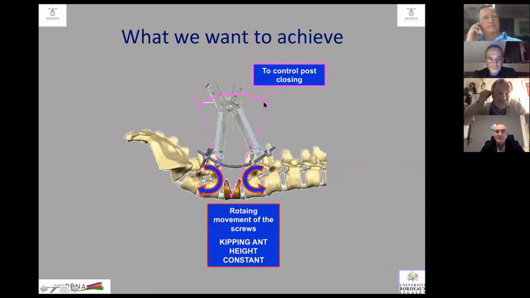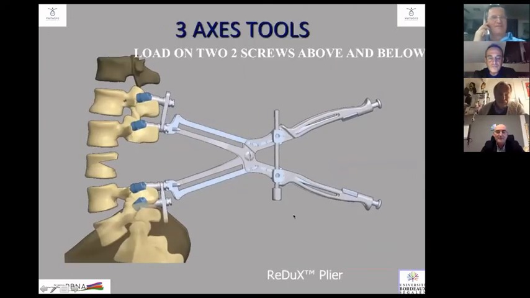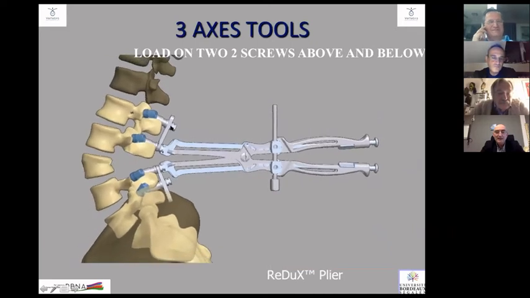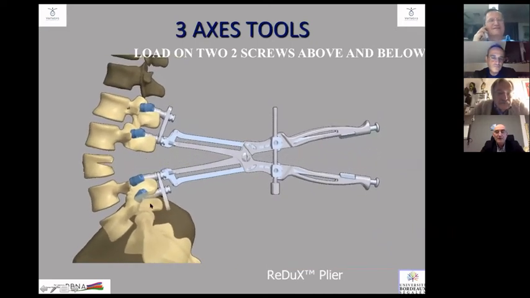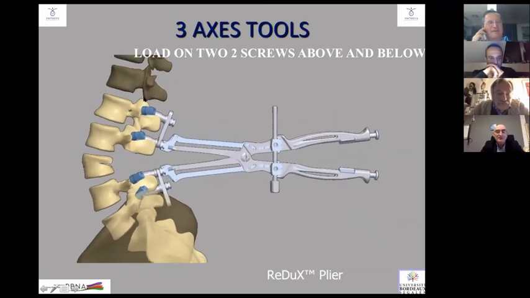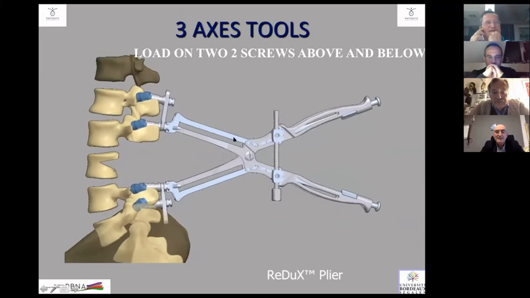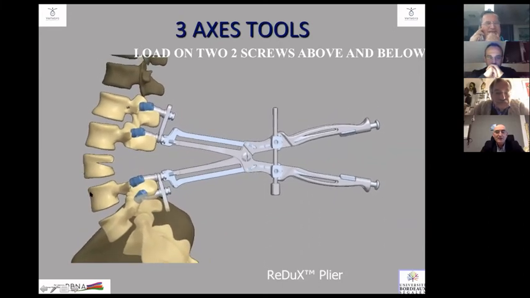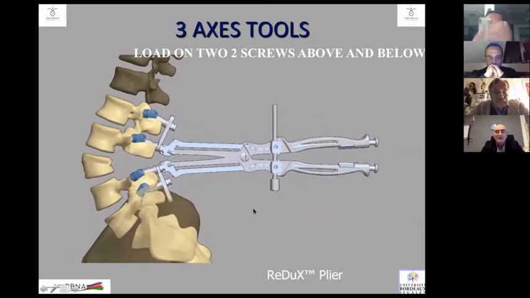Because what you have to do to control the osteotomy is to rotate. It's a rotating movement of the screws so that you keep the anterior height constant. And so you take advantage of your posterior osteotomy without losing the height in the front. So using an instrument like this one that is fixed on 2 levels above and 2 levels below, you have the load which is distributed on both sides to avoid screw loosening. And because this instrument is designed for that, you don't change the distance in the front. So you have the most powerful closure that you can have.